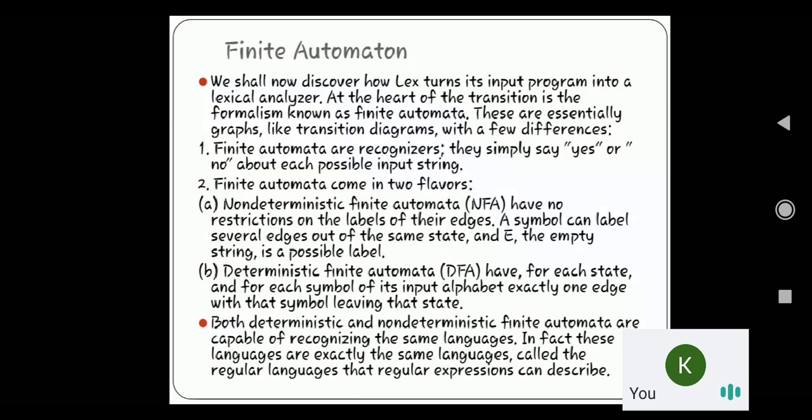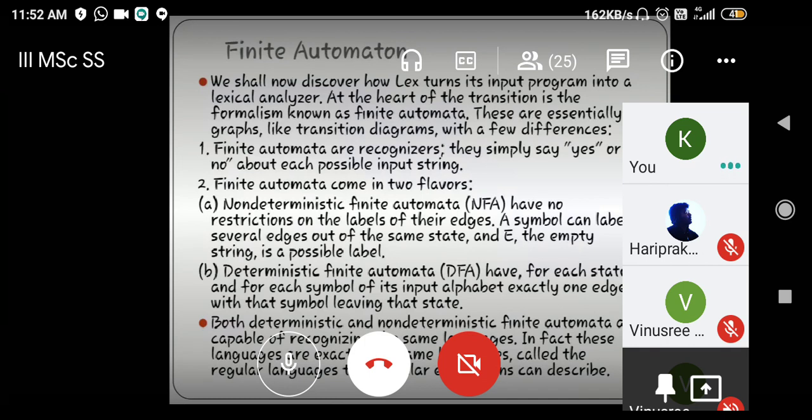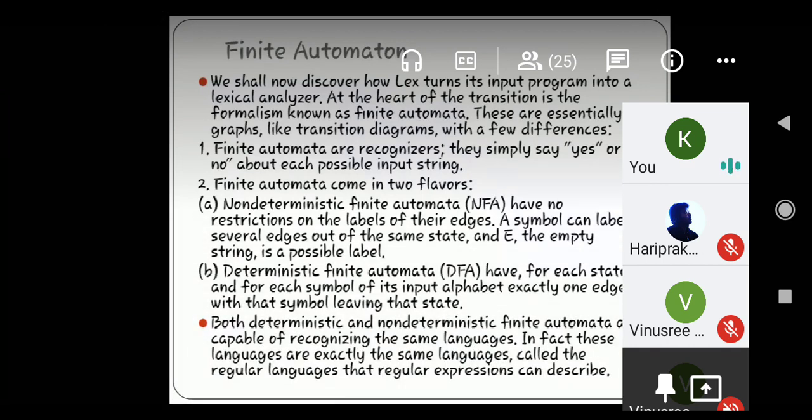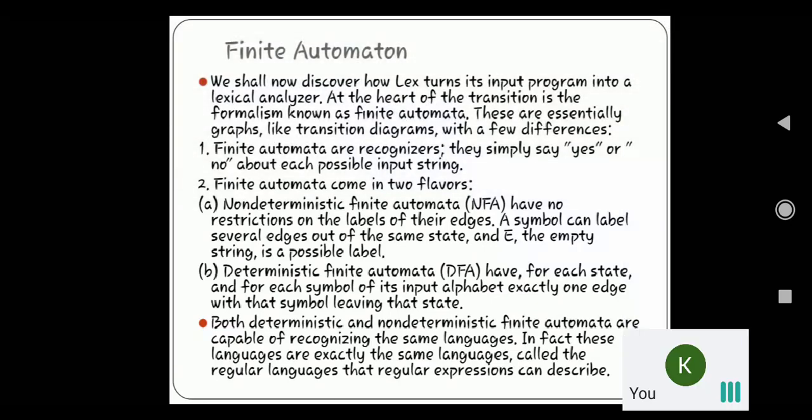Suppose it is able to identify the presence of that particular input string, it will give the result as yes. Suppose the input string is absent, it is going to give the result as no. So this is the overall process that we have. And then we have two flavors of this transition diagram or finite automaton. The first one is NFA, and the second one is DFA. NFA is the abbreviation of non-deterministic finite automaton, and DFA stands for deterministic finite automaton. So we have two flavors in this finite automaton machine.